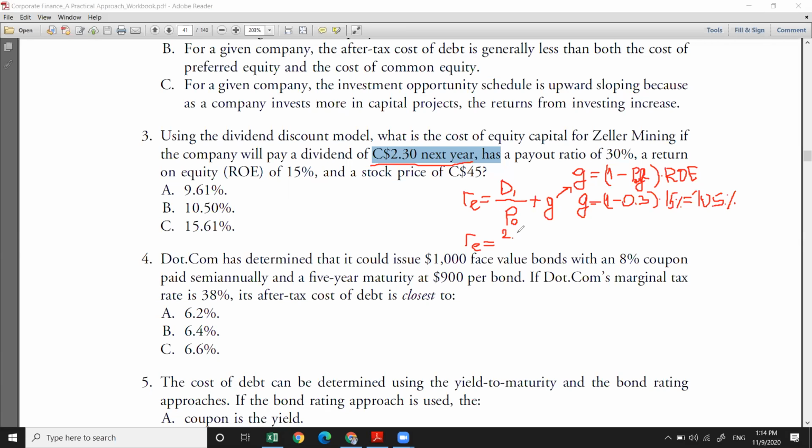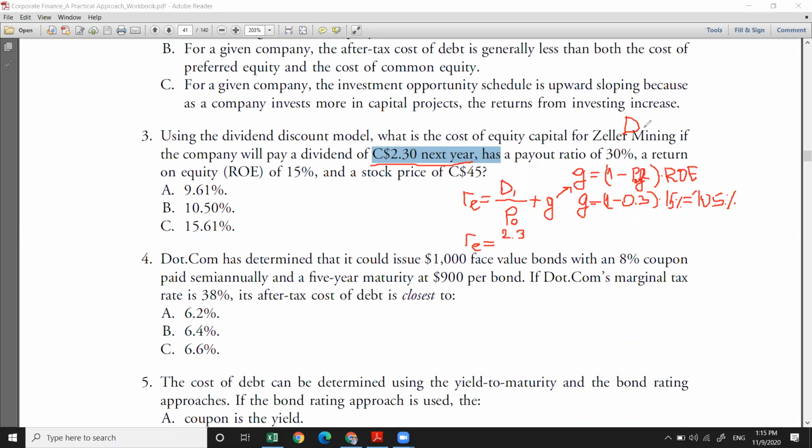So RE is equal to D1, 2.3. One more time, guys, I'm telling you, if it's D0, you need to find the D1. And how can we find the D1 if it is not given? D1 equals D0 times 1 plus G. Then we just divide it here: D0 equals D1 divided by 1 plus G, if you want to find D0. That's very good. Thank you so much. I really appreciate that you corrected me.